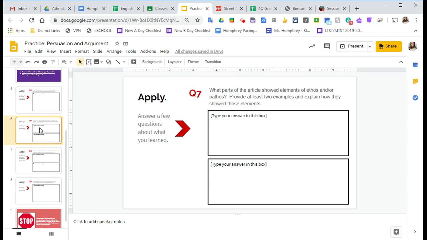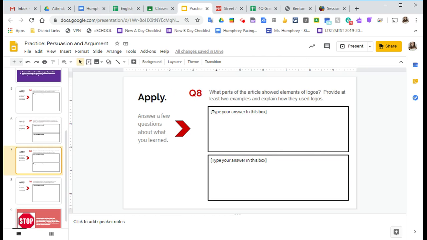Okay, when you get to the next question, it's going to ask which part of the article showed elements of ethos and or pathos. So in other words, you can give me an example of like 2 examples where you saw ethos in this box and that box, or you could give me 2 examples of how you saw pathos, or you could give me one of each. It's whatever combination that you want.